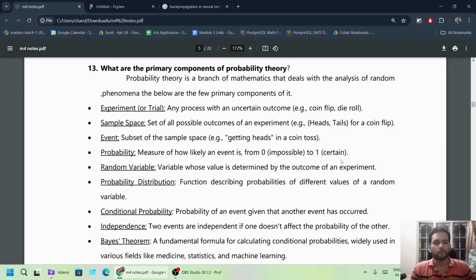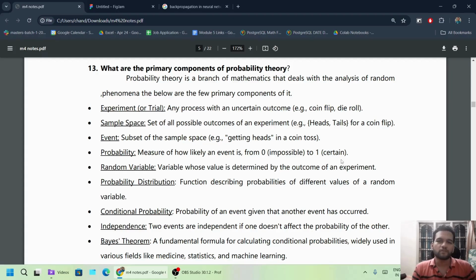Next one is probability distribution. It is a function that describes the probability of the different values of a random variable occurring. It describes all the probabilities of the different values that will come.